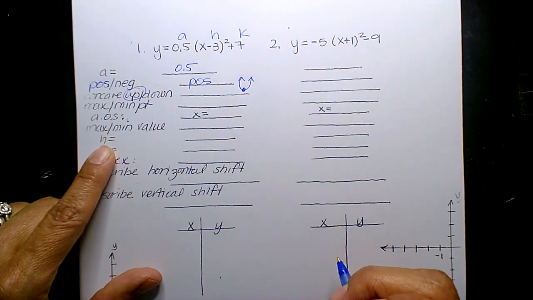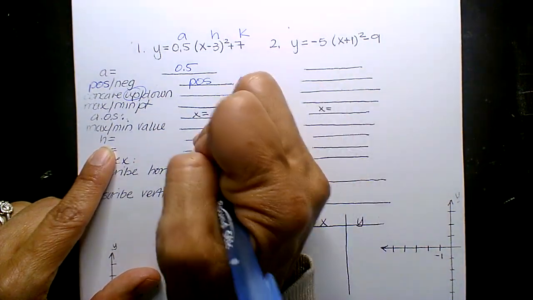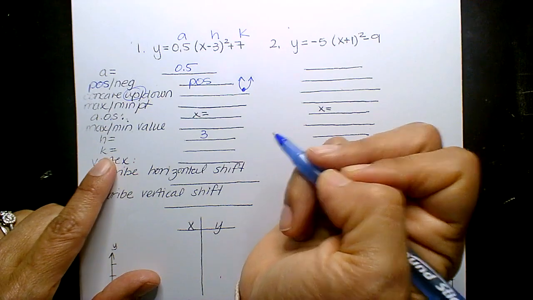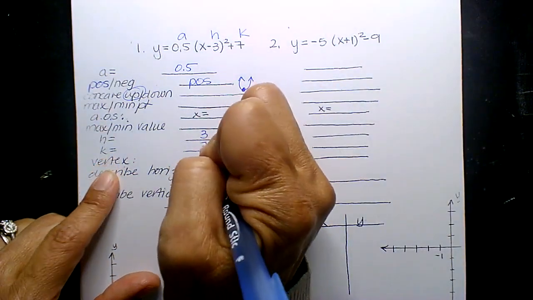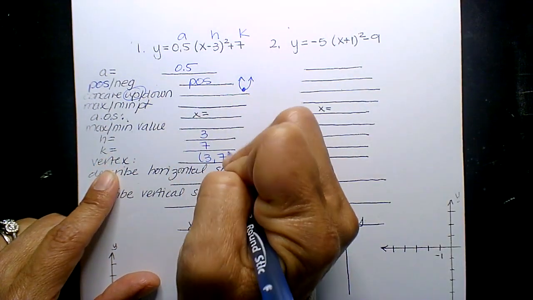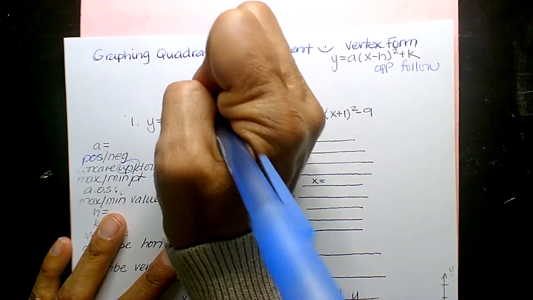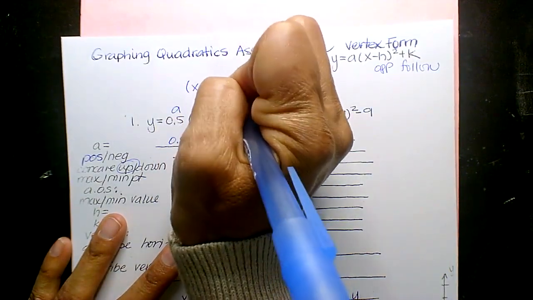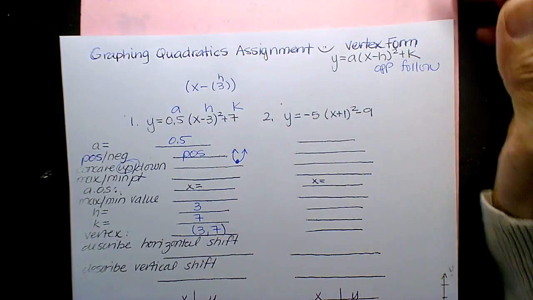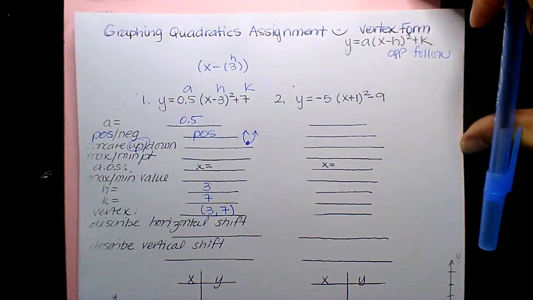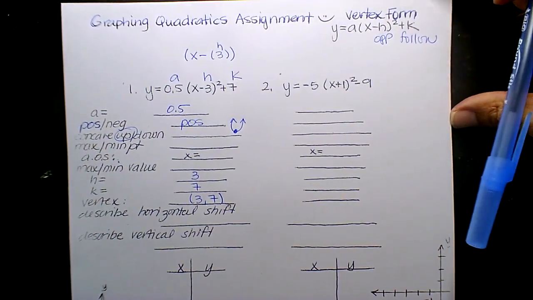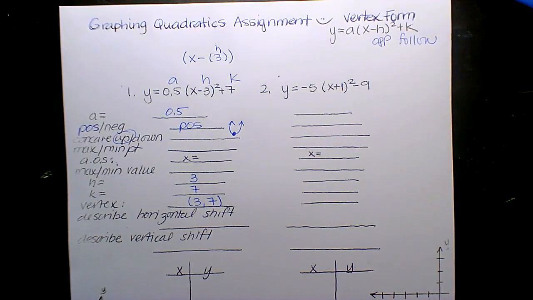Okay, what's my H value? 3, and what's the K? 7. So my vertex is 3, 7, correct? Wait, is it not negative 3? No, you go opposite H, follow K, because if it's X minus 3, the H value is 3. That's why you go opposite. That confuses me. It's the form. It's substitution.